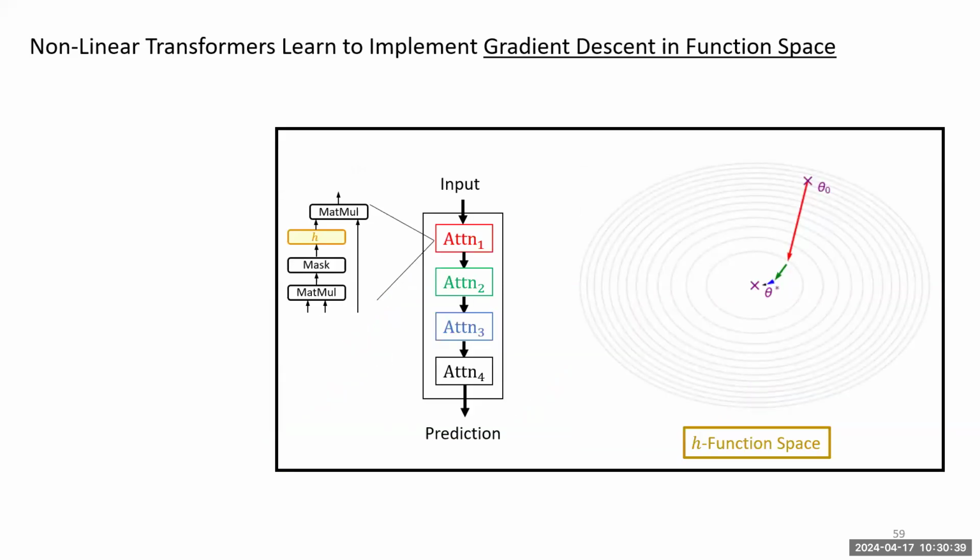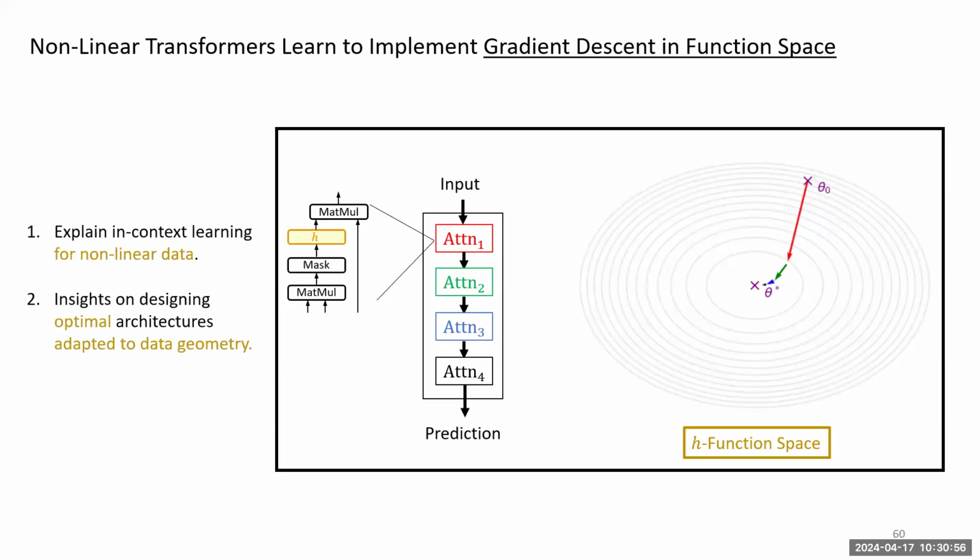So again, the high-level message is that the nonlinear transformer with nonlinear activation H implements gradient descent in a function space. And each different choice of H gives rise to a different function space and thus a different gradient descent algorithm. There are two notable consequences of this perspective. First, this explains how nonlinear transformers can learn nonlinear functions in context. And second, this gives us insights on how to design the optimal attention architecture, which is adapted to your data geometry.